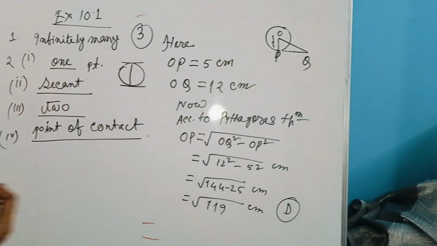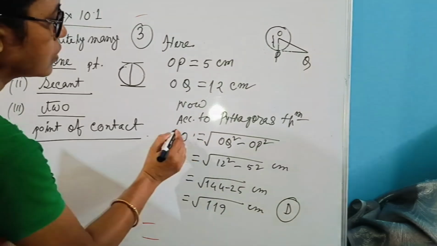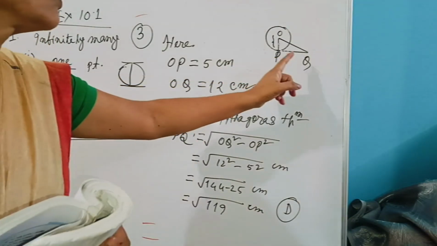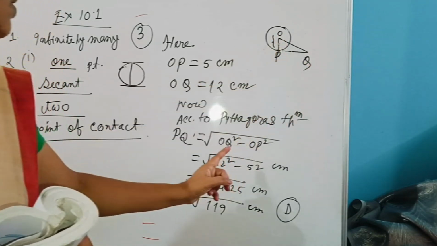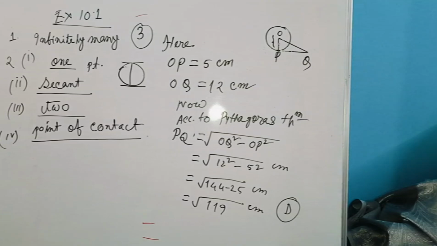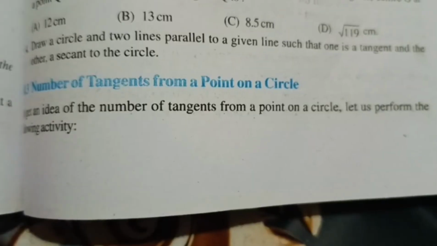So PQ is equal to the square root of OQ squared minus OP squared. This is the calculation. Now like this we can solve the mathematical problems.